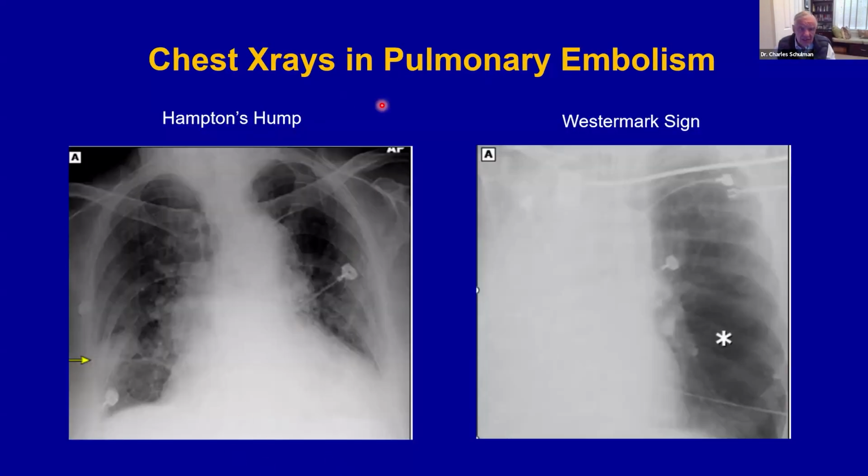These are the chest X-ray findings I mentioned to you a minute ago. There's something called Hampton's hump, which is depicted here, a shadow at the periphery, thought to be due to a pulmonary infarction, and the Westermarck sign, which is a sign of reduced pulmonary blood flow. This is pretty subtle. But you can see here normal vessels in this area that's not well perfused.